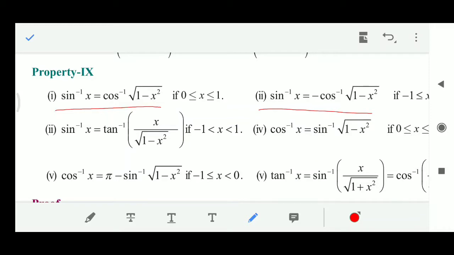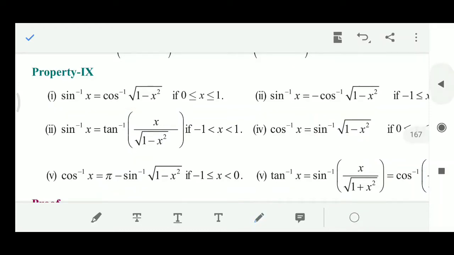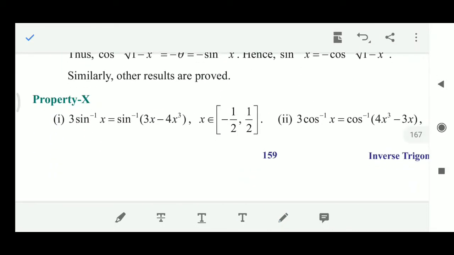Sin inverse of x is equal to minus cos inverse of root of 1 minus x square. Sin inverse of x is equal to tan inverse of x by root of 1 minus x square. Cos inverse of x is equal to sin inverse of root of 1 minus x square. Fifth one, cos inverse of x is equal to pi minus sin inverse of root of 1 minus x square.